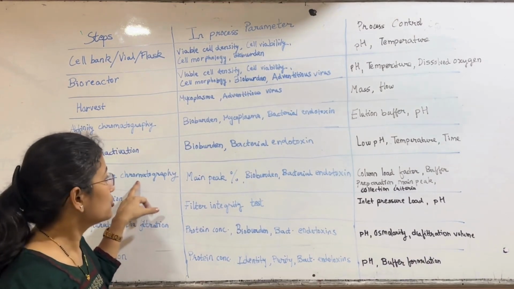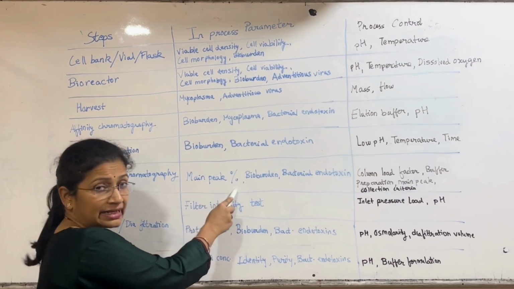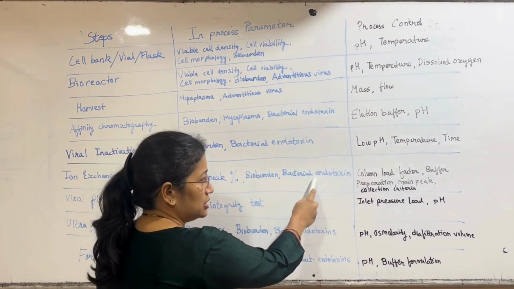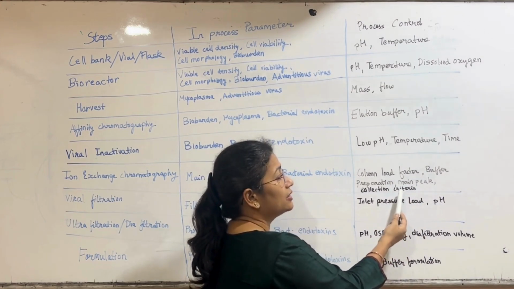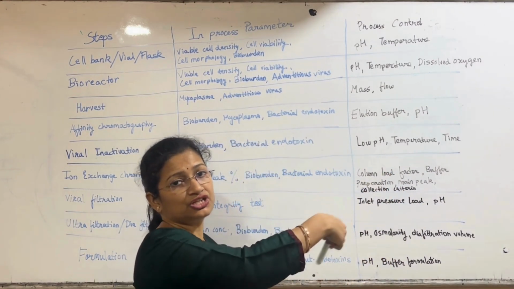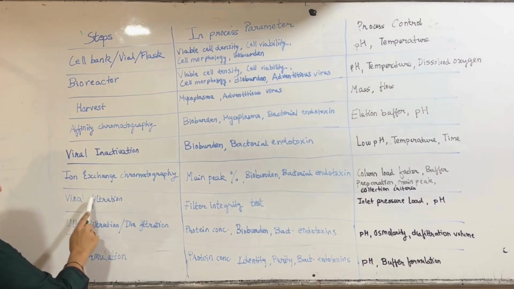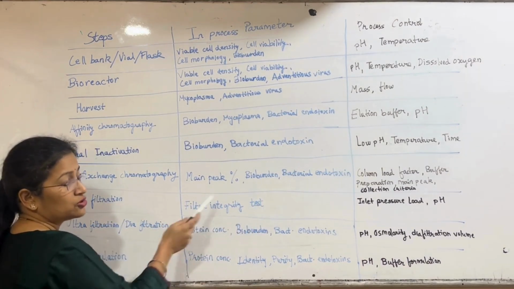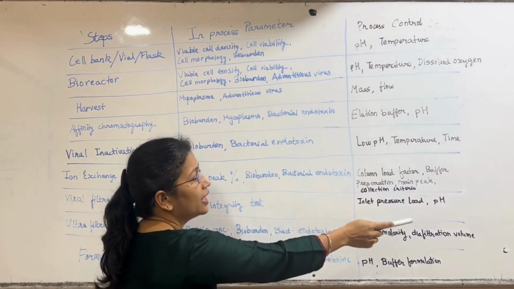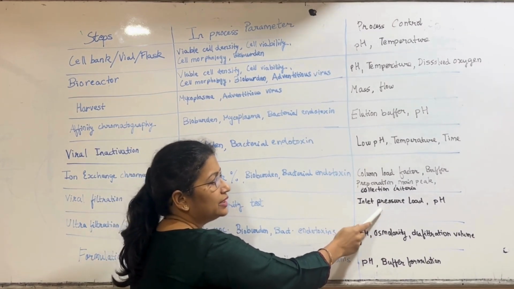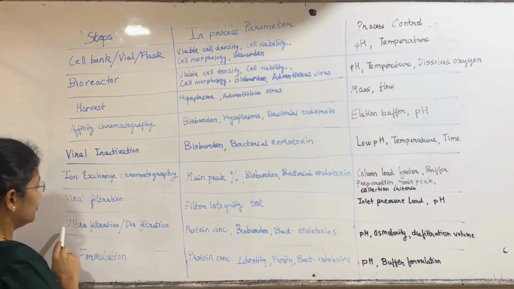Ion exchange chromatography: we need to check the main peak percentage, bioburden and bacterial endotoxin. Column load factor, buffer preparation, main peak and collection criteria will be the controls. Then for viral filtration, since this is filtration, the filter integrity test definitely needs to be checked. And for that, inlet pressure load and pH will be the control factors.